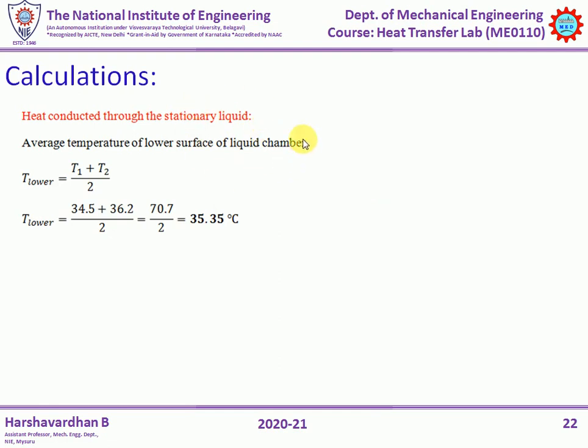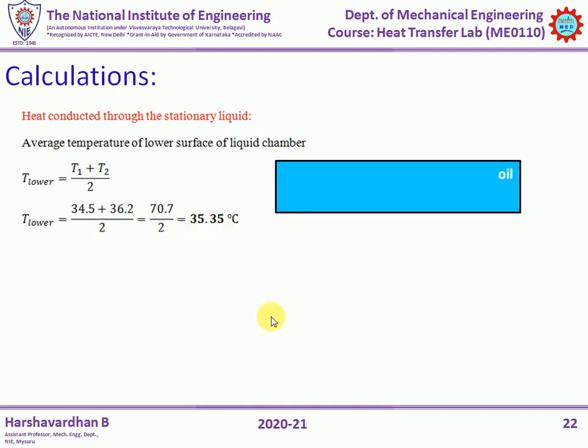So in order to get that dT by dx, first we are going to find out the lower surface temperature. Since there are two thermocouples on the lower surface, we are going to take the average of the T1 and T2 thermocouple readings as the lower surface temperature, which comes as 35.35 degree centigrade. If this is the liquid chamber filled with oil, having a length of 12 mm, then we have come to know about the lower surface temperatures T1 and T2.